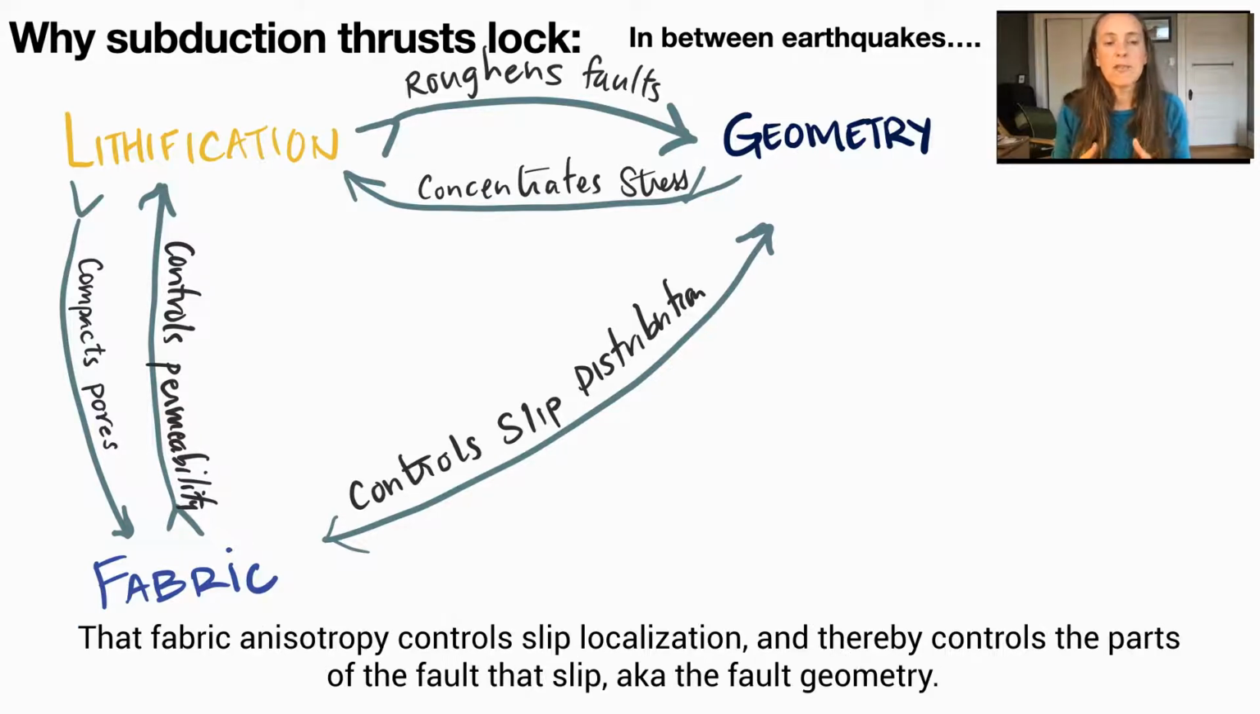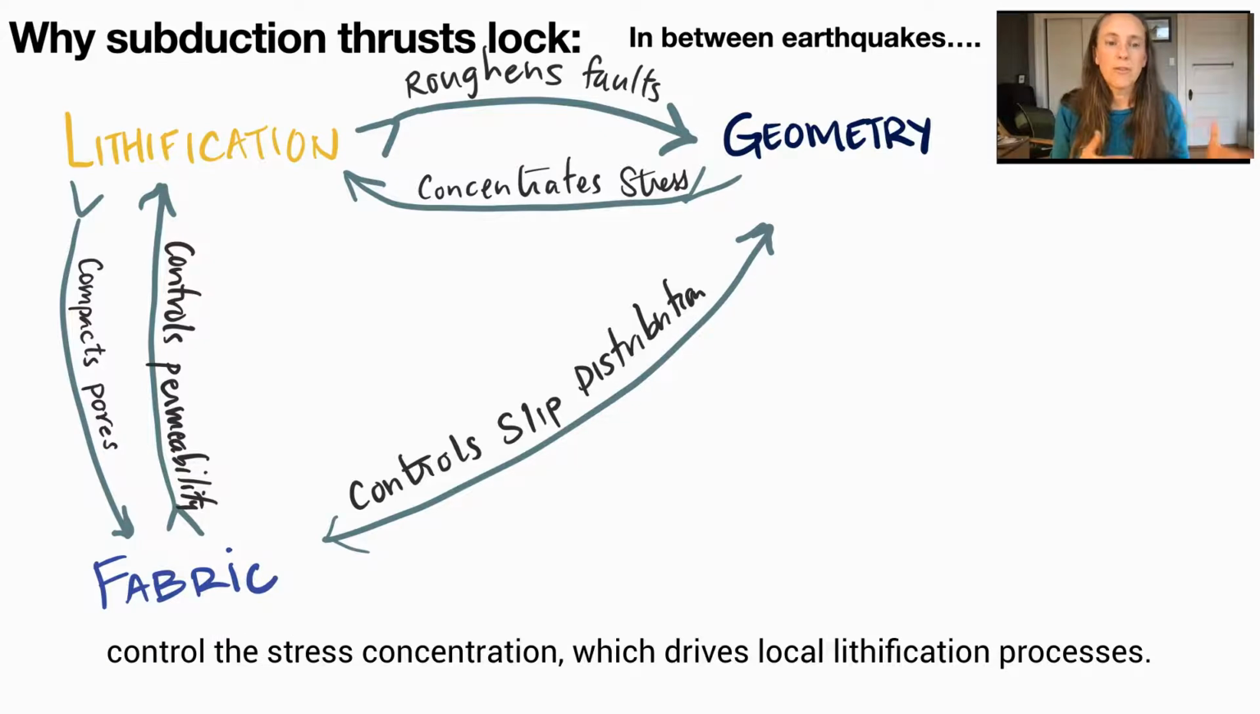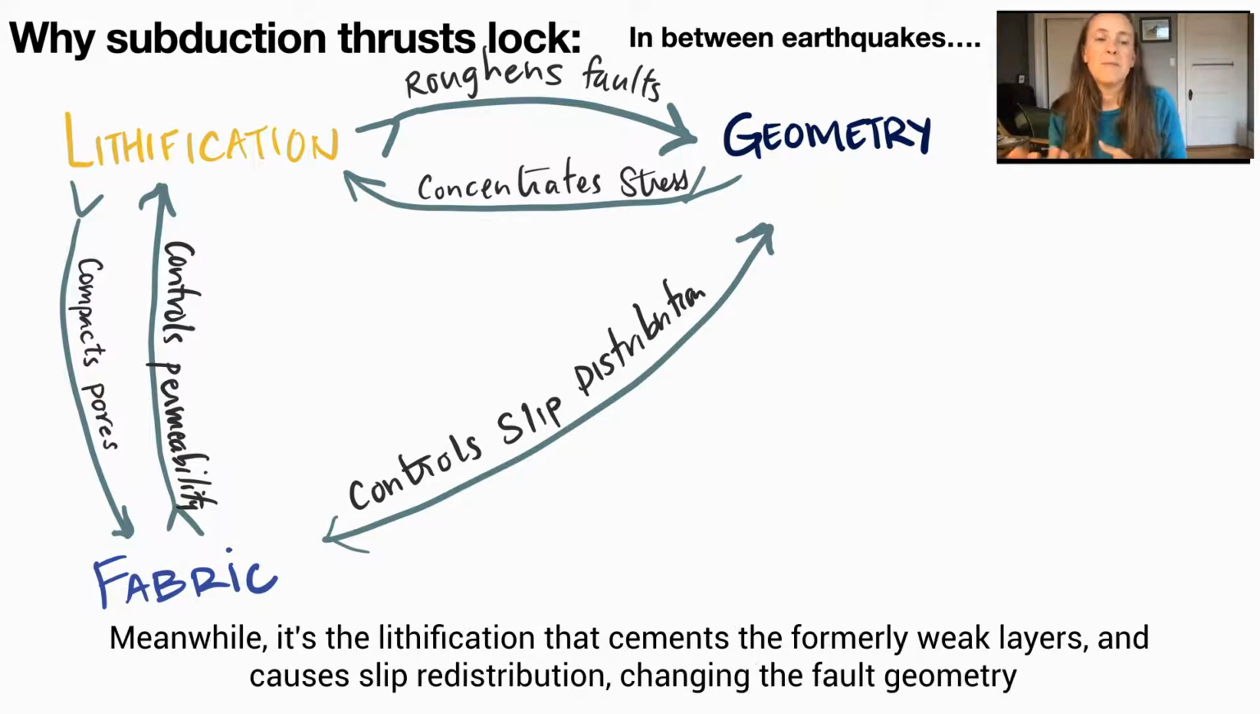That fabric anisotropy controls slip localization and thereby controls the parts of the fault that slip, aka the fault geometry. The geometry of pre-existing faults also controls slip distribution, so it feeds back on the development of fabrics. The bumps and steps in a fault control the stress concentration, which drives local lithification processes. Meanwhile, it's the lithification which cements formerly weak layers and causes slip redistribution, changing the fault geometry.